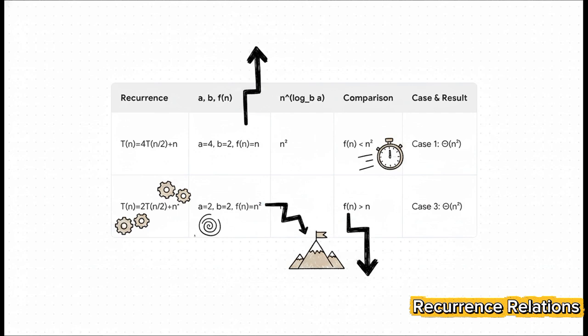Simple. Now for the second one. a is 2, b is 2, and f of n is n squared. Our comparison term, n to the log base 2 of 2, is just n. This time, f of n, n squared, is much larger than n. So this is case 3, and the complexity is simply theta of f of n, which is theta of n squared.